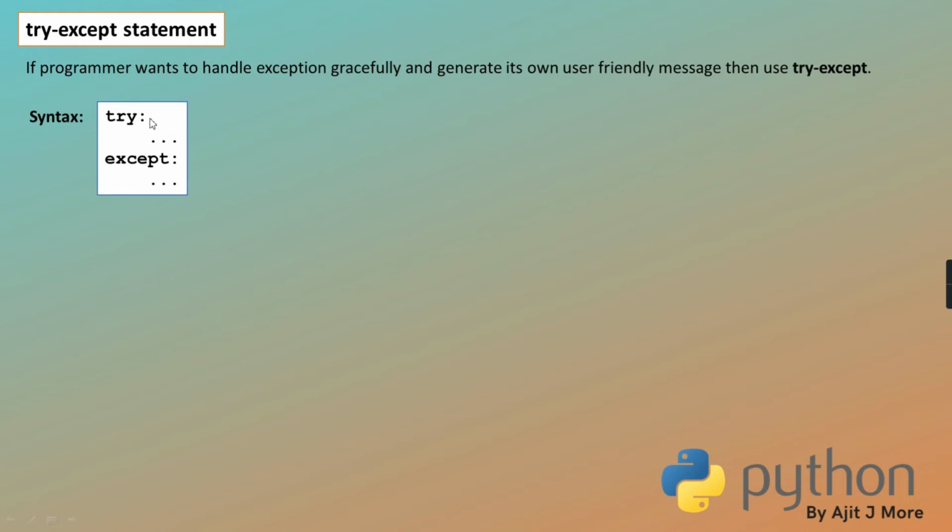Try colon, as it's a header line, you have to complete it with a colon. Already I told you, try colon, then the code, except colon, and then the code. Now see, in the try, you have to put that code on which you want to keep a watch or a spy, or the code which may probably generate a problem. It means you think this code can possibly generate a problem, so to put a watch on that code, you'll put it in a try block. Getting? So in the try block, you'll write that code which may possibly generate a problem, or that code on which you want to keep a watch or a spy.